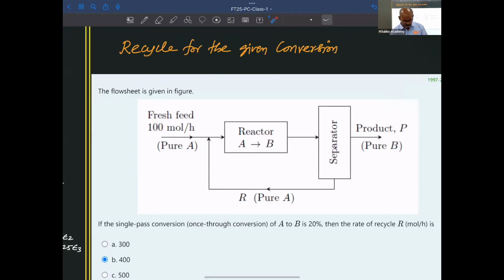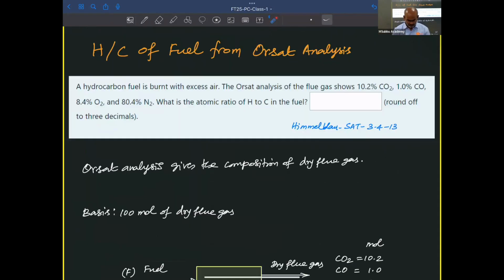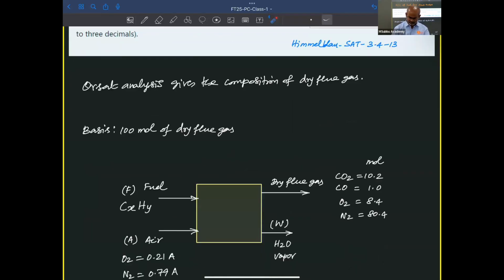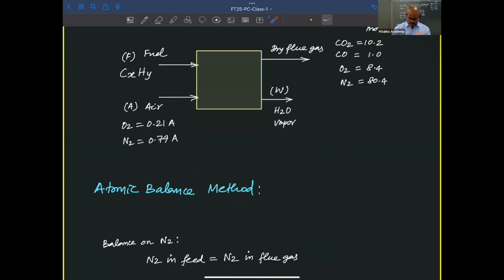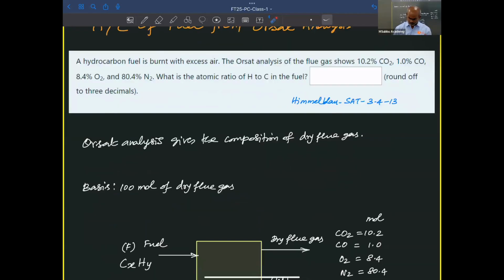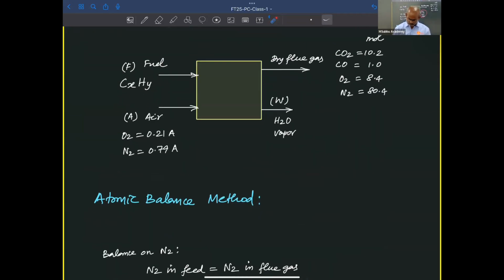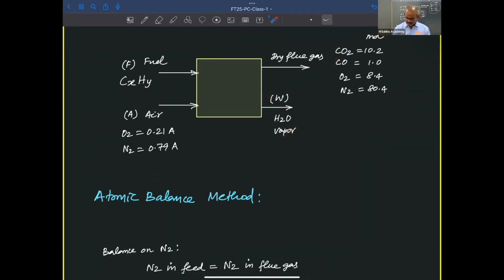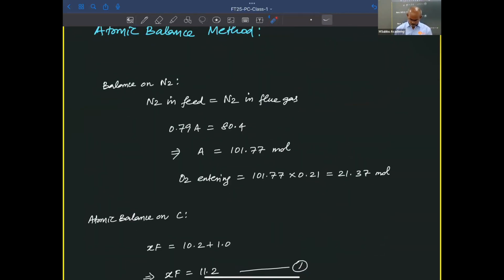So this problem is about the hydrogen by carbon content of the fuel from the Orsat analysis. Orsat analysis refers to the analysis of the flue gas excluding water. Water content would not have been included in this analysis, but of course water is going to be there in the product. By excluding it, you consider this alone as a dry flue gas, and from that you can solve. Maybe you can go through this. It will help you to solve the problem.